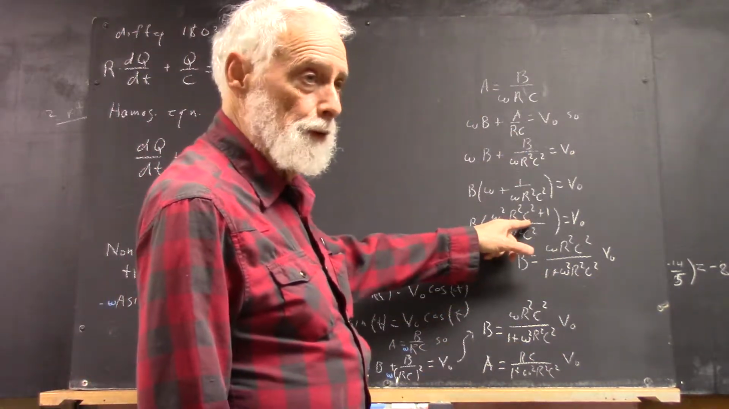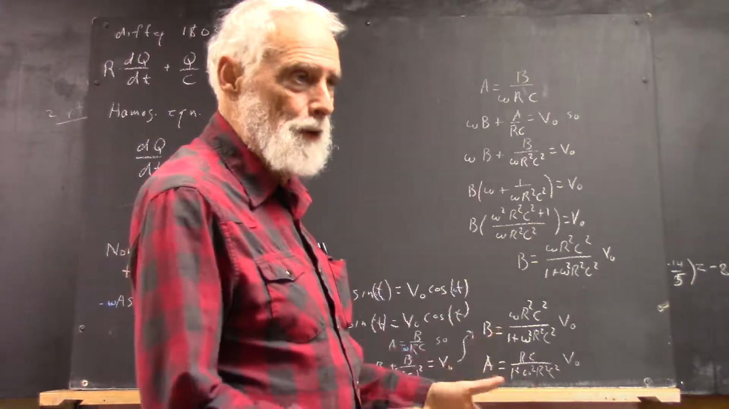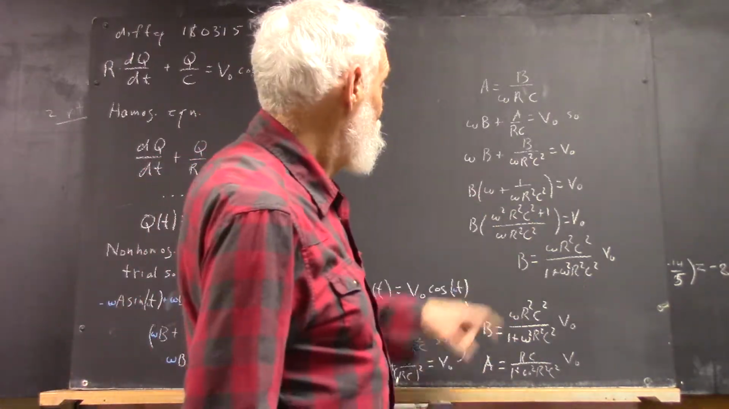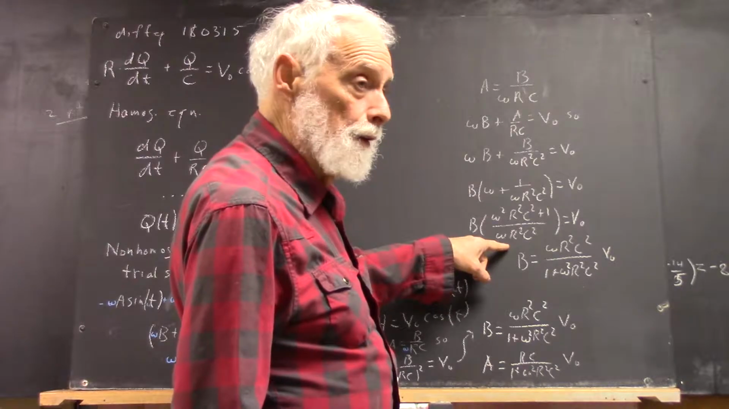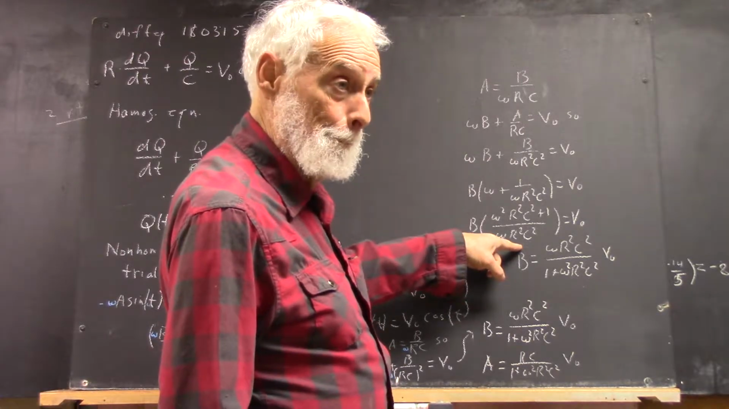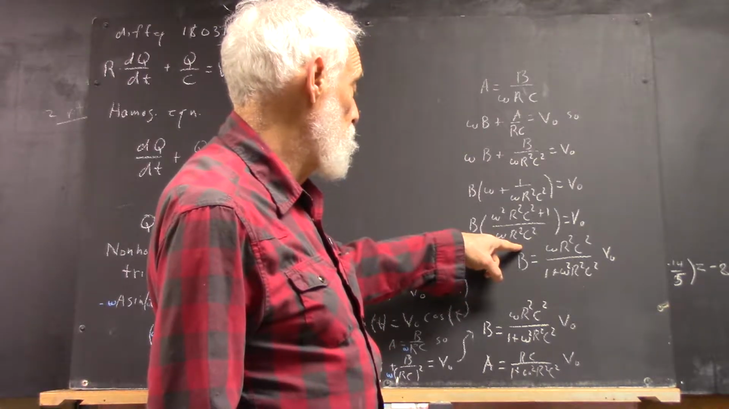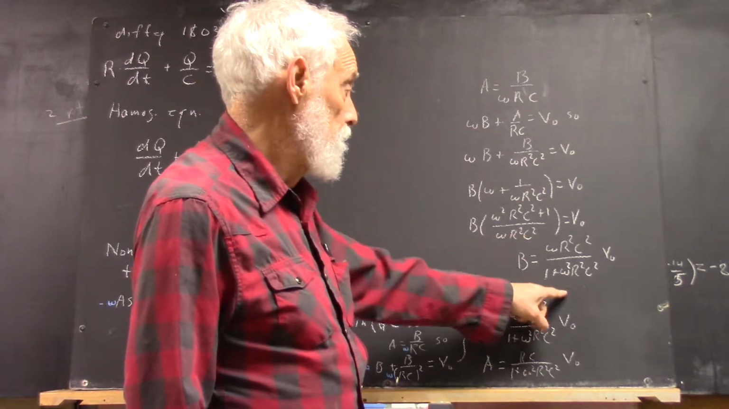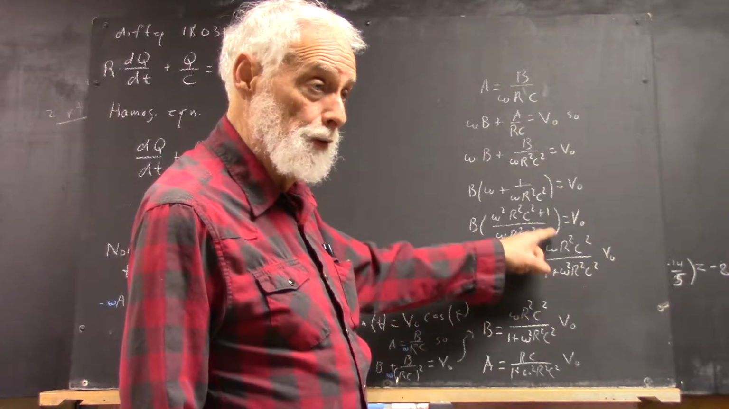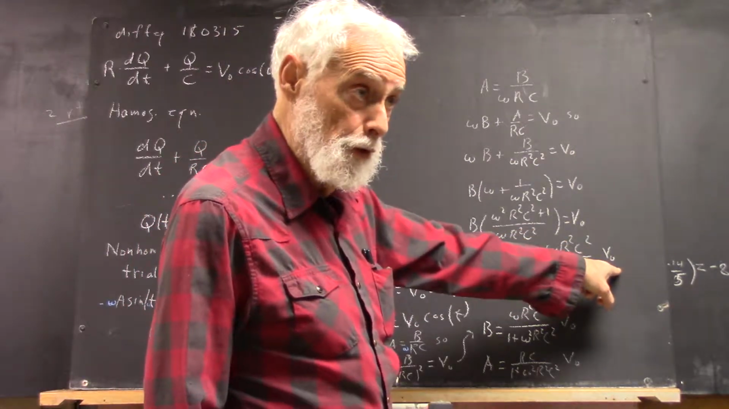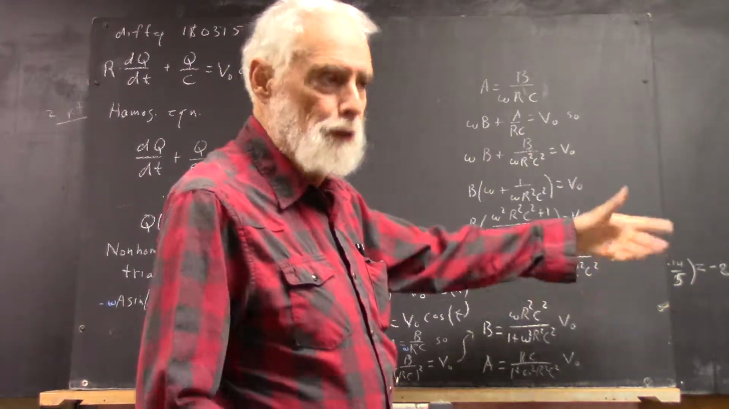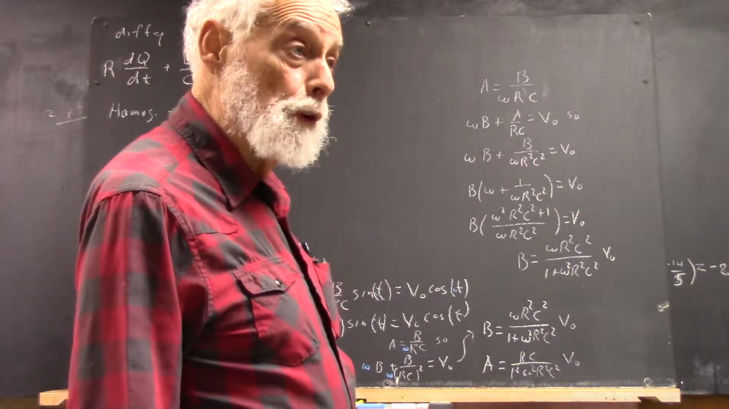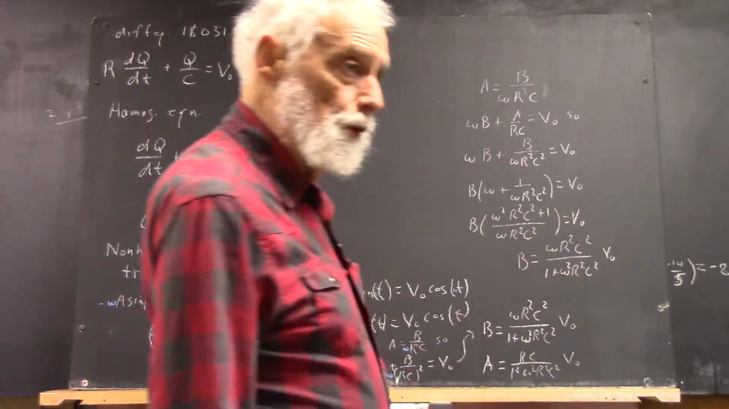Omega squared R squared C squared is just a square of something that's unitless, so it's unitless. And your denominator here then will have units of time. When you solve for B, then you're going to have a numerator with units of time and a unitless denominator, so you have time times whatever the units of V naught are. Now in physics, that's potential difference or voltage, and we can reconcile those units.